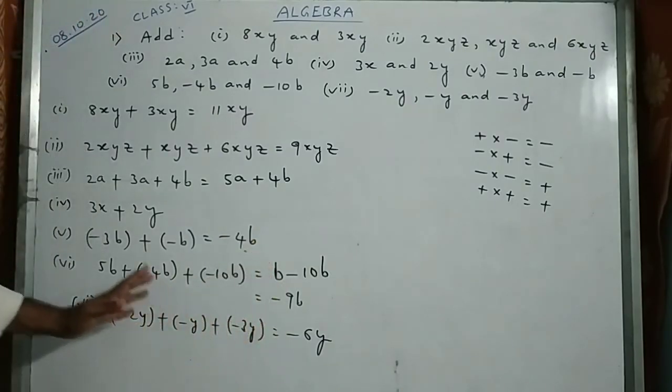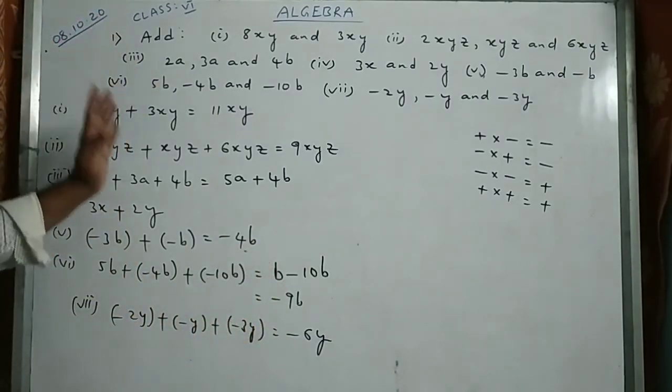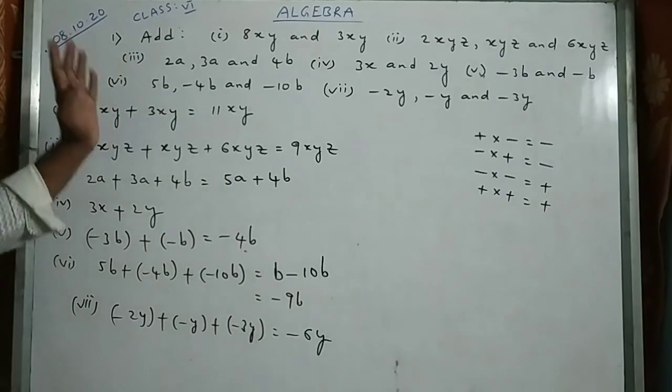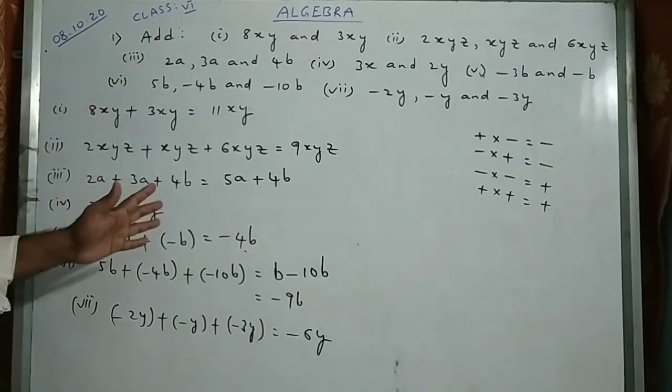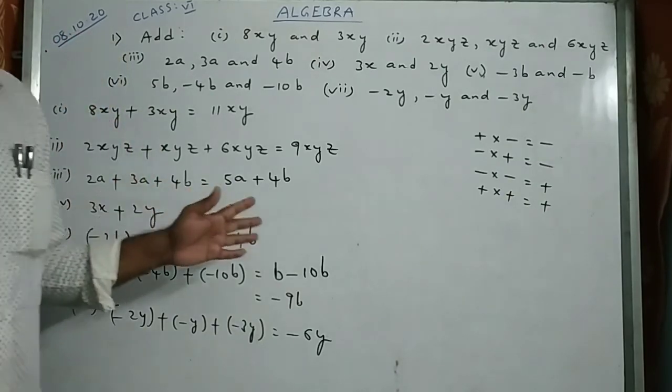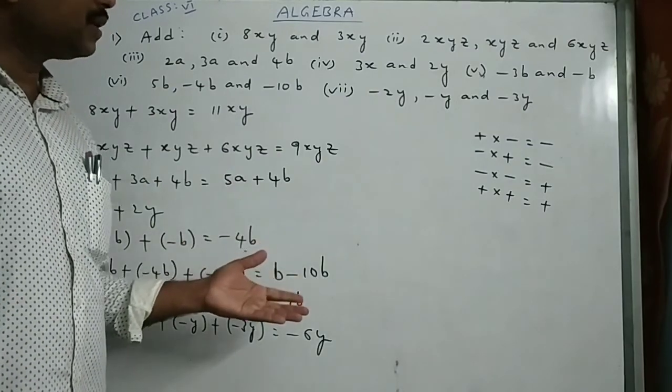Try to understand. Like terms can be added or subtracted. Unlike terms cannot be simplified further. Okay? We will see some more concepts in the next class.